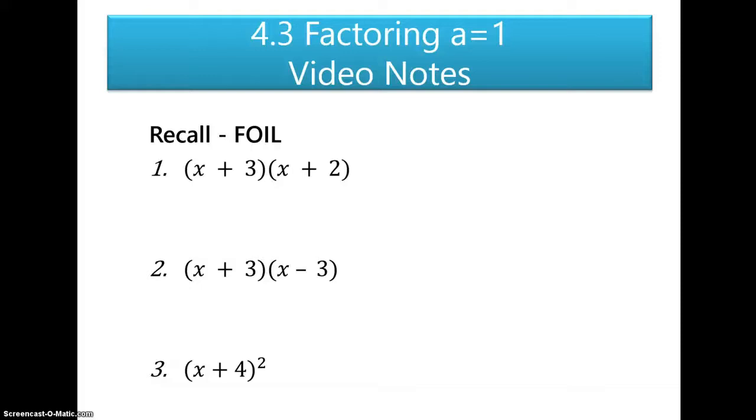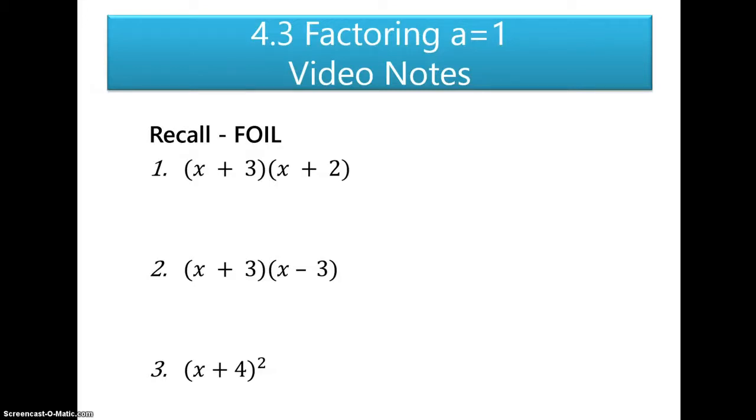Hey Algebra 2 students, today we start Chapter 4 and we are going to start reviewing quadratics and factoring and FOILing. So before we get to our actual notes today, I want to recall what it means to FOIL.